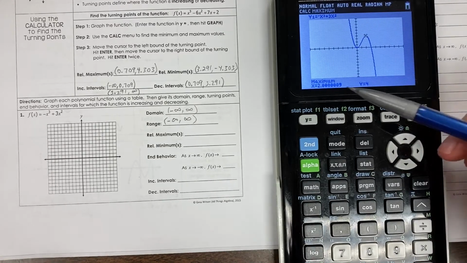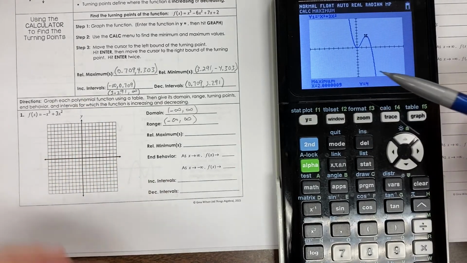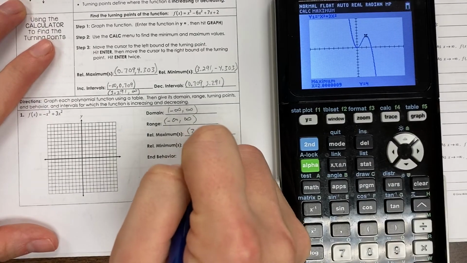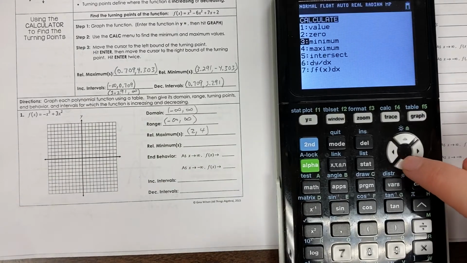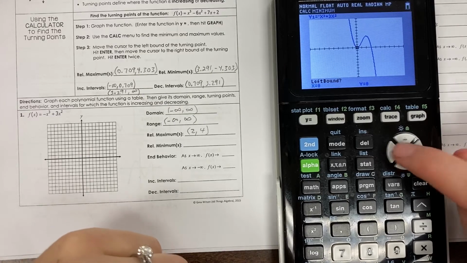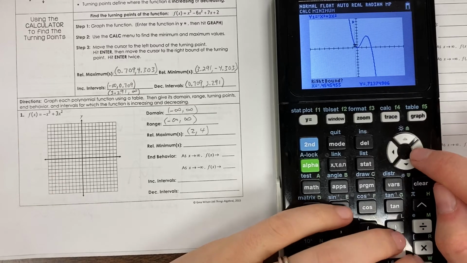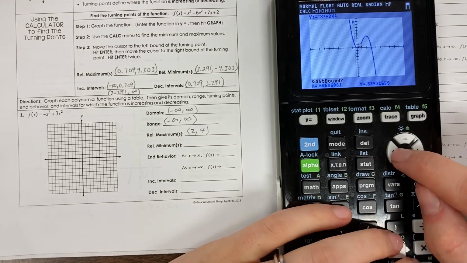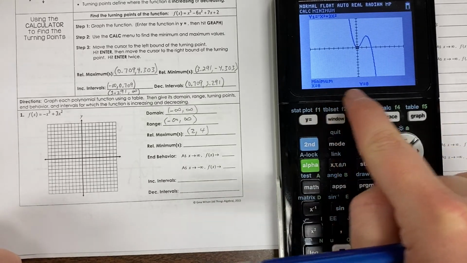So here's our maximum, and sometimes you'll get something like 0.00009, something like that. The calculator is technically rounding. If you see something that close to 2, just call it 2. So our maximum is at 2, 4. Now we'll do the minimum. So second calc, go down to minimum. Okay, so this is the minimum, that little valley right there. We'll hit the left arrow a few times, hit enter. Get a right bound point, hit enter. Go down to the very, very bottom, hit enter again. Okay, the minimum is at 0, 0.